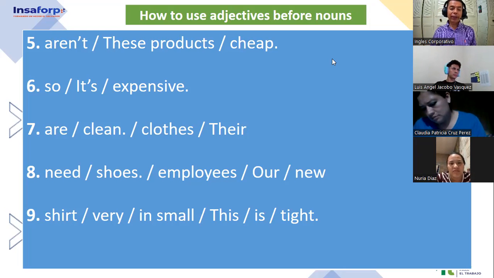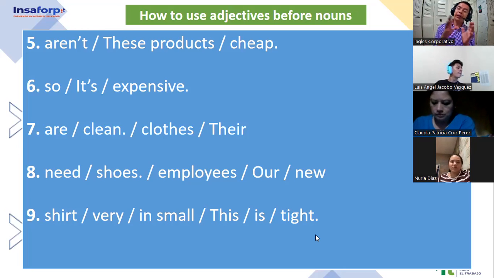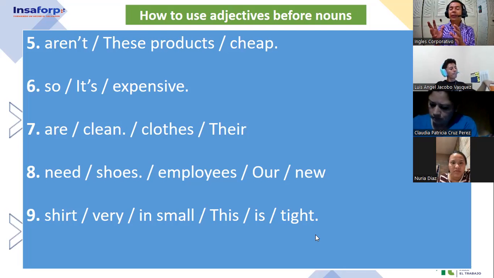Solo que no sé por dónde van estos chicos. ¿Ya terminaron la número 8? Yes. Only number 9, right? Good. Notice that in some sentences you use the verb to be, right? Is, are, etc. Like I say, first the adjective and then the noun, right? And only with the verb to be, there is an exception. Solo con el verbo to be hay una excepción ahí, yes?